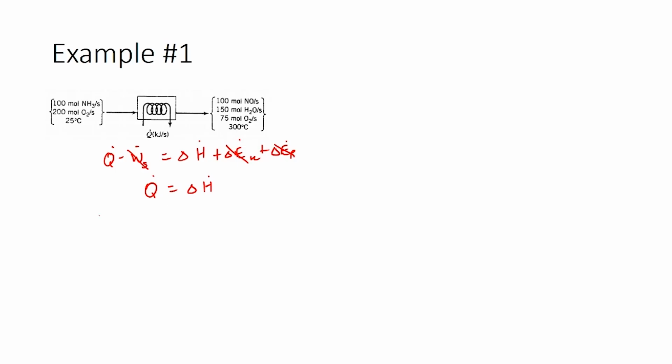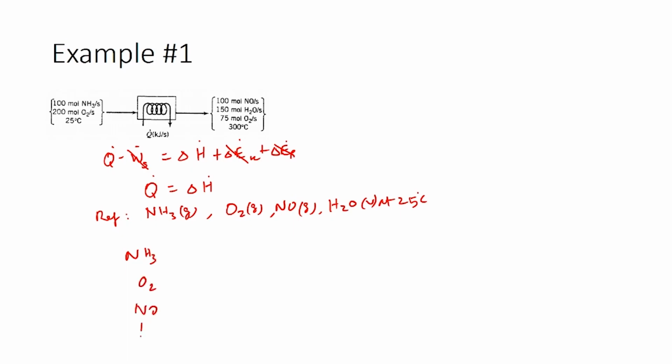Let us look at the reference states first. The reference state would be ammonia gas, oxygen gas, nitric oxide gas and water vapor, which are all the components as they occur in the reaction, at 25 degrees Celsius and 1 atmosphere. Let us not worry about the pressure here because it is at constant pressure. So, the components which are involved are ammonia, oxygen, nitric oxide and water.